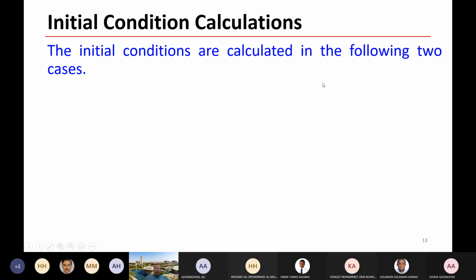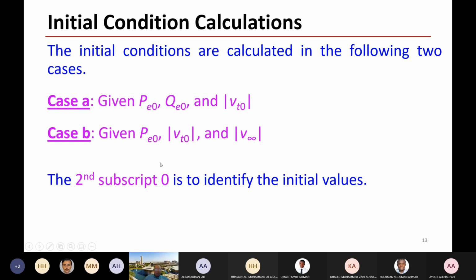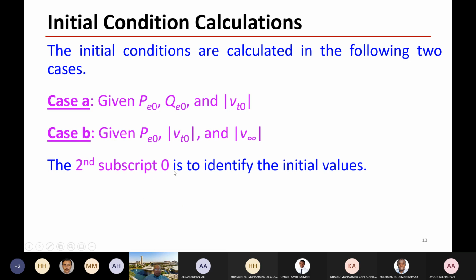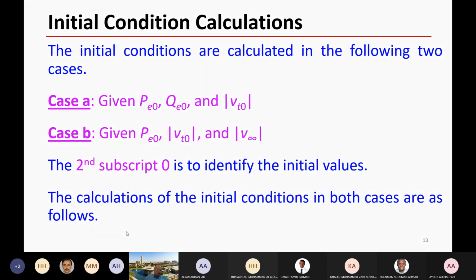The initial conditions are calculated in the following two cases. Case number one, if you have P, Q and the terminal voltage, and this is usually the case, we will concentrate, maybe we will focus only on this one. And the other case, if you have V terminal and V infinity. Subscript 0 is to identify the initial values. The calculation of the initial conditions in both cases is as follows.